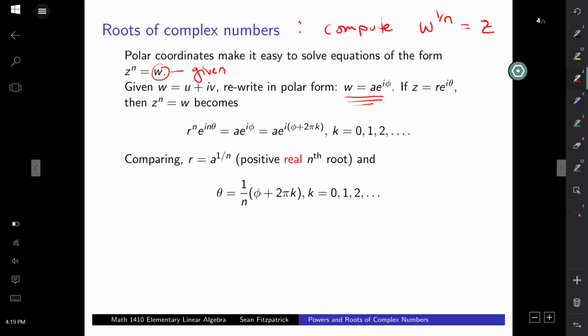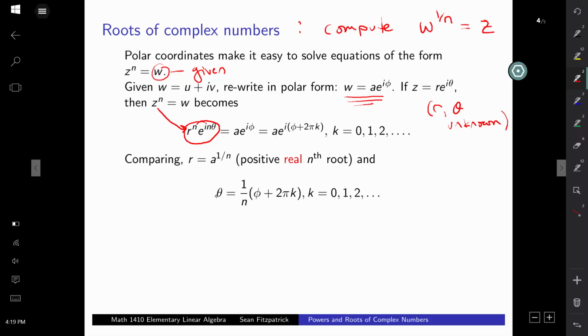So z equals r e to the i theta, where r and theta here are, at this point, unknown. That's what we're trying to figure out. And we say, okay, well, that's fine. Whatever r and theta are, we now know how to compute z to the n in terms of r and theta, because z to the n is going to be r to the n times e to the i n theta. That's z to the n.